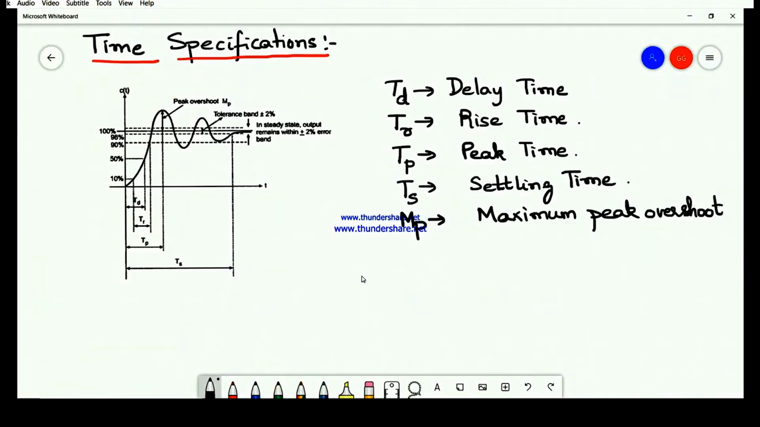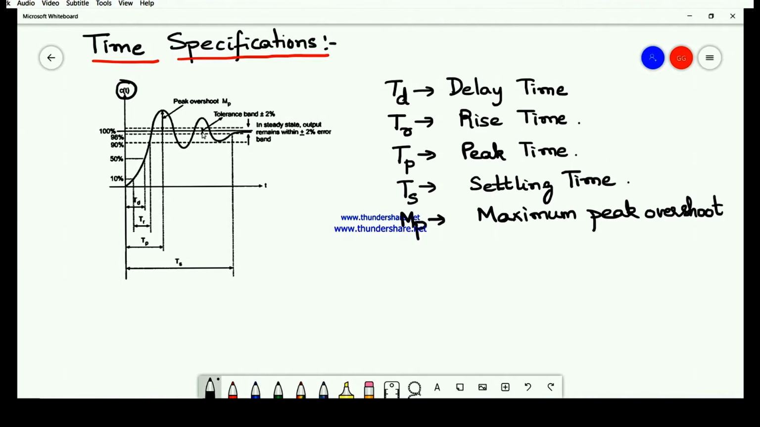Hello students, let us now study the time specifications related to the second order system. As you see in the curve, you can see all the time specifications, which can be delay time, rise time, or TP, where C of t is the response of the system. You can see a sinusoidal variation that you get for a second order system, where at the end you see the steady state error is obtained with some certain tolerance.